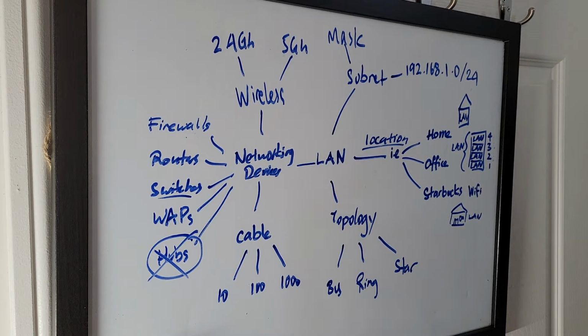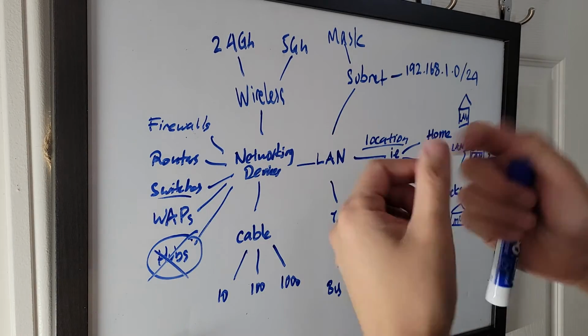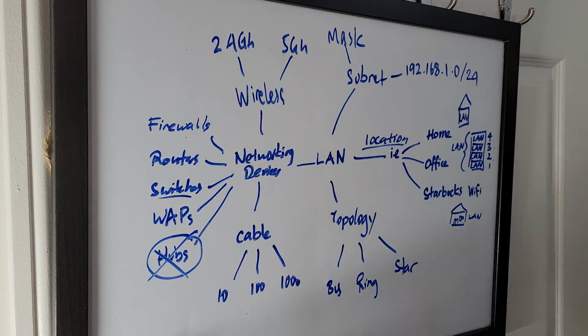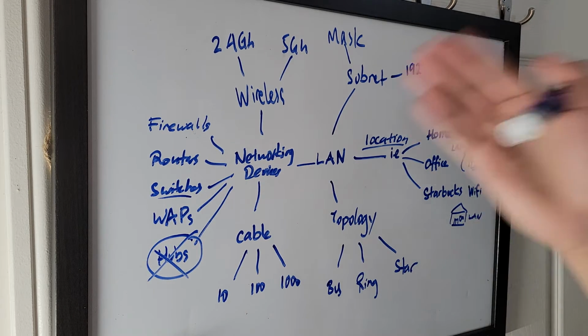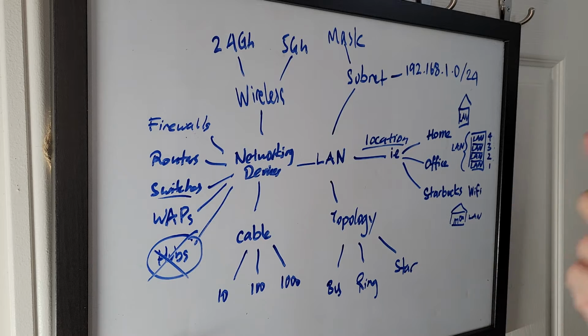What hubs do is that they basically only allow one device to communicate at a time. And if two devices try to communicate at the same time, their messages collide with each other, and then they're going to have to retransmit that message again. So it's like they're fighting to use that network. So we don't use hubs anymore. We use switches instead.